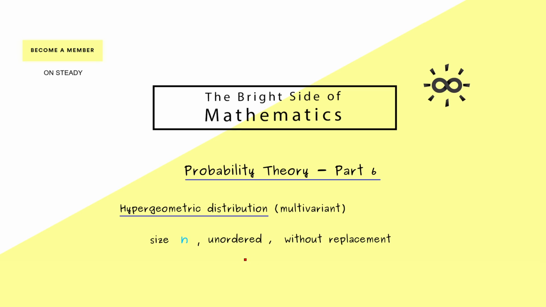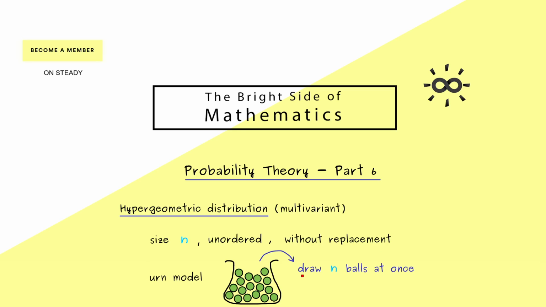Here you can immediately keep three important ingredients in mind. First, the size is given by a natural number n, the sample is unordered and without replacement. Hence, a useful visualization is again given by an urn model. This means that in this model we take out n balls from the urn and look what we get. So we don't have an order and we don't replace the balls. Therefore, in short, you could say we draw n balls at once.